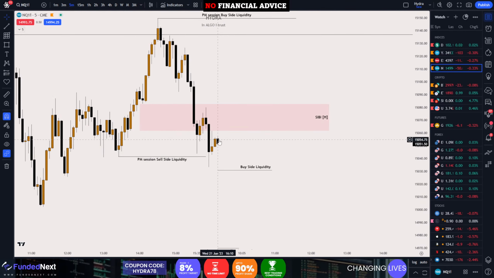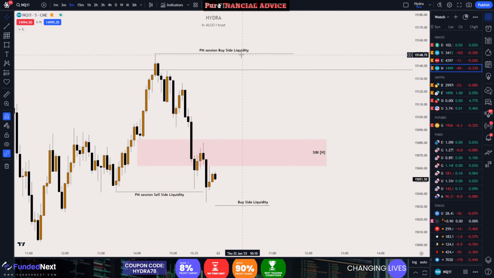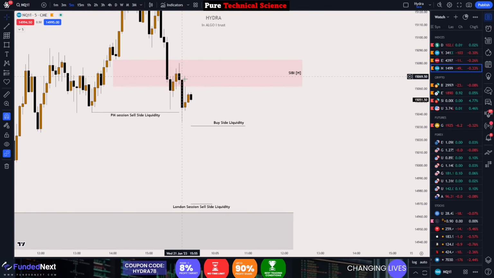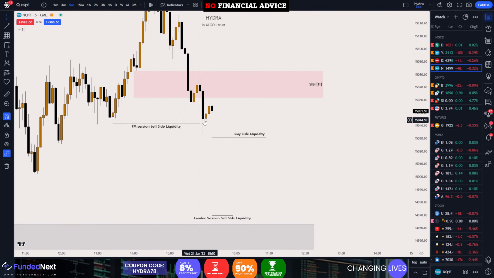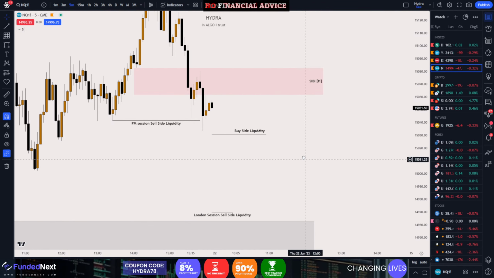And we stopped here. We have our buy side liquidity intact here, and throughout the Asian session and the London session, price generated a lot of relative equal highs for me to target. Those relative equal highs are working as an extra confirmation for me to be bullish.